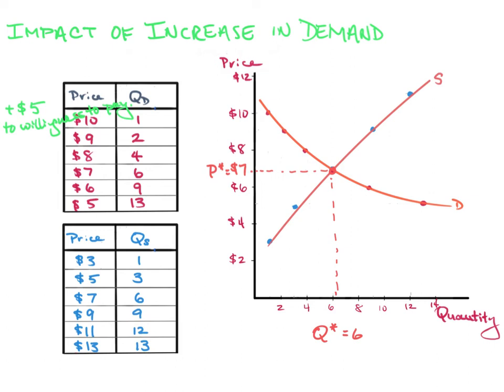So previously, one hamburger would sell at $10. Now that hamburger will sell at $15. Previously, two hamburgers would sell at $9. Now they will sell at $14. I hope I did this graph right. Previously, four hamburgers would sell for $8. Now four hamburgers will sell for $13.